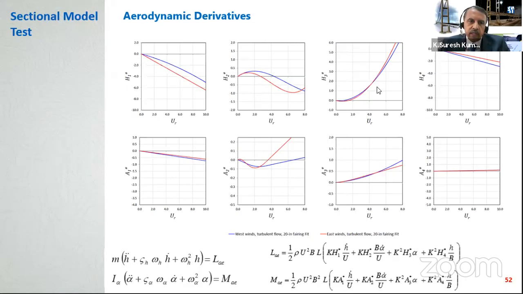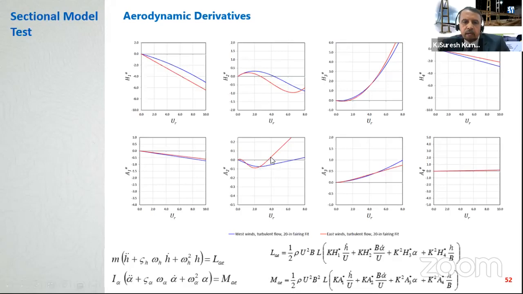And out of this, I just want to give you some important points. H1 star and A2 star are the most important ones, and they control the aerodynamic damping. Whenever you get a negative value, and as the wind speed increases it gets more negative, it means it's much more stable. If it is negative and going up, like in this case in A2 star, this is not very good. This is increasing, this is getting into instability.